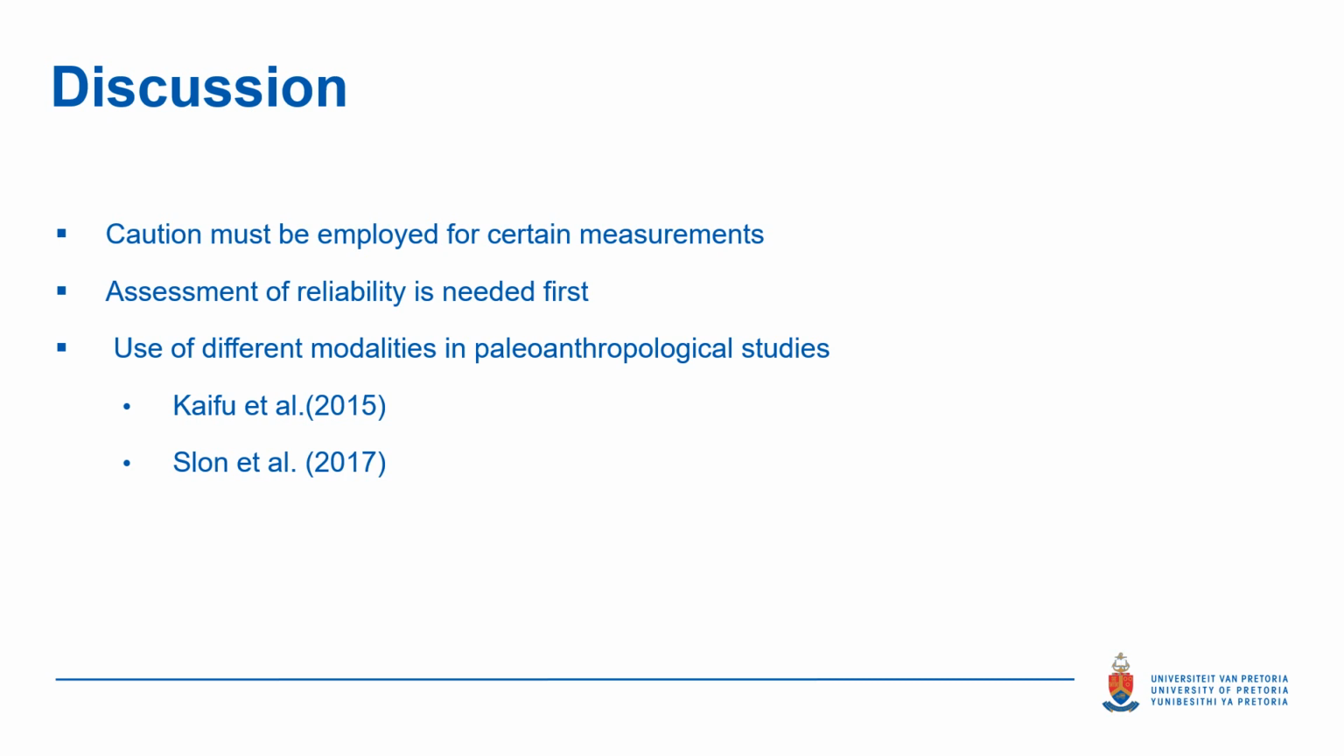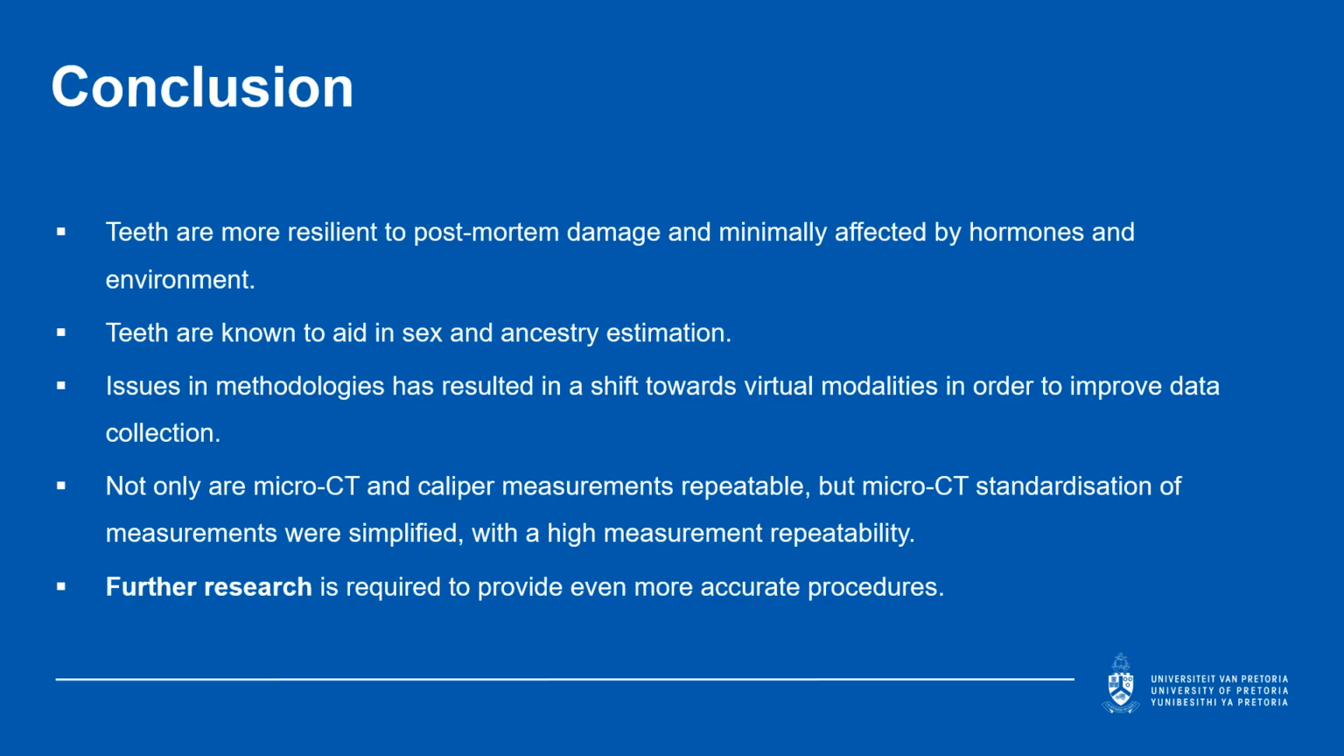Unfortunately, this is often the case, for instance, in paleoanthropological studies. For example, Keifu et al., or particularly Sloan et al., recently in 2017, used micro-CT dental measurements for certain groups of species, while they also used caliper measurements for some other species, and in the end made a comparison between all these species without even knowing if the differences noted were mostly due to the differences in modalities.